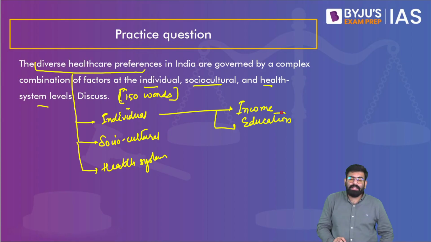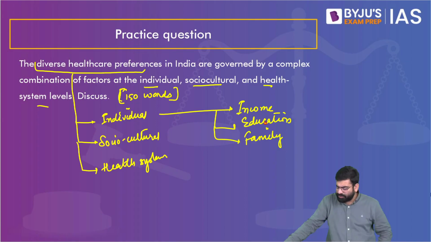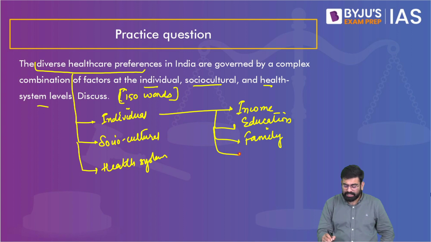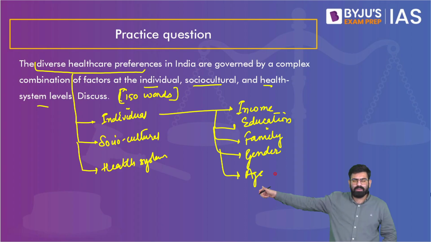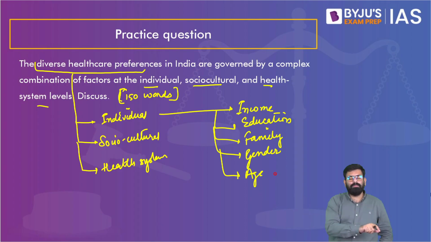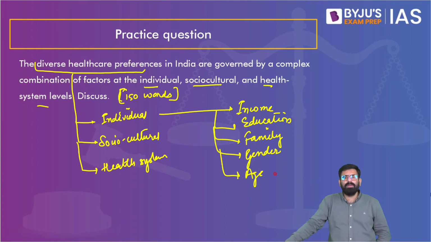How about your upbringing? Right? So yes, your family. Now, family becomes a socio-cultural factor, but it can be covered under individual as well. Then you think of your gender, age, because we see that the elderly need different kind of care. Then we need to think about specific needs of women. We're talking about iron, etc. Right? If you remember.